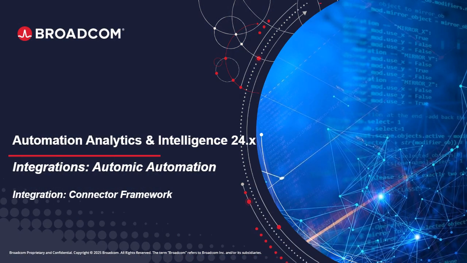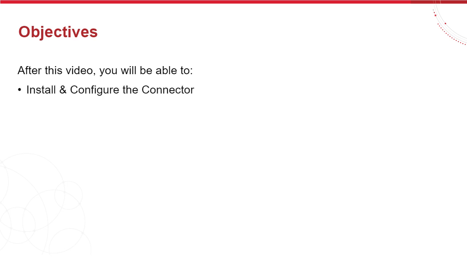Welcome to this Broadcom video on the integration of Automic Automation and AAI. This is the installation procedure for the connector. The purpose of AAI integrations is to acquire two types of data from the scheduler, events and definitions. In this video, we install the connector.